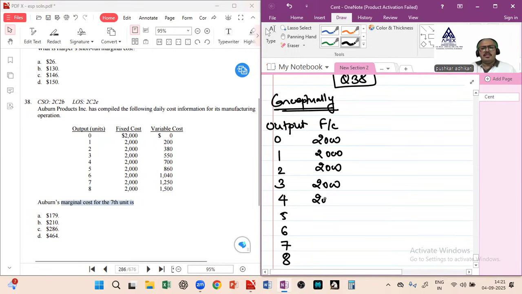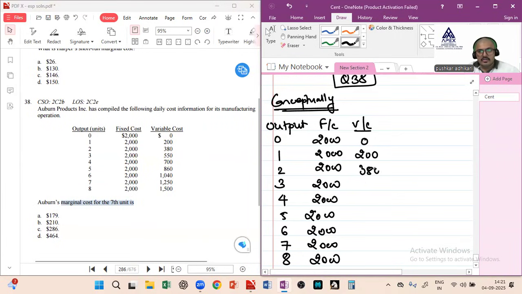I would not be in the position to do this if the fixed cost was not fixed at 2000. The only reason I will be able to show you the hack is for you to conceptually understand first that the fixed cost is staying fixed at 2000. Now see the variable cost: 0, 200, 380, 550, 700, 860, 1040, 1250, and 1500. Now I'll take the total cost.